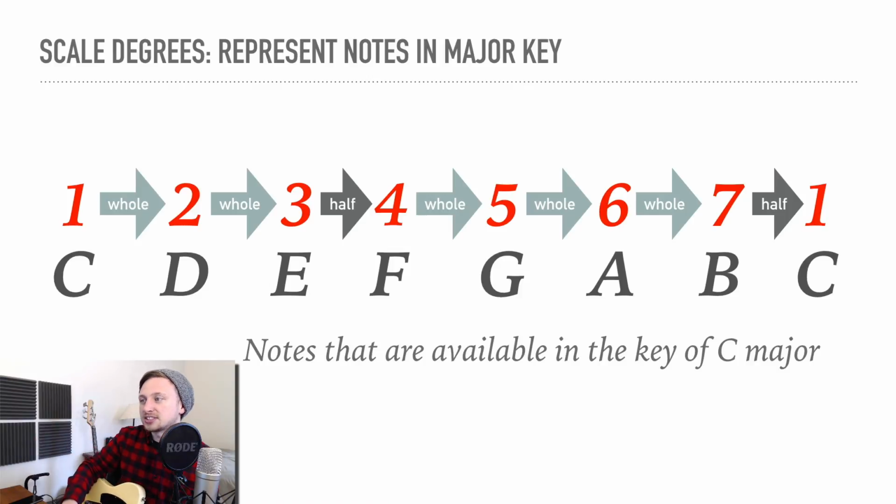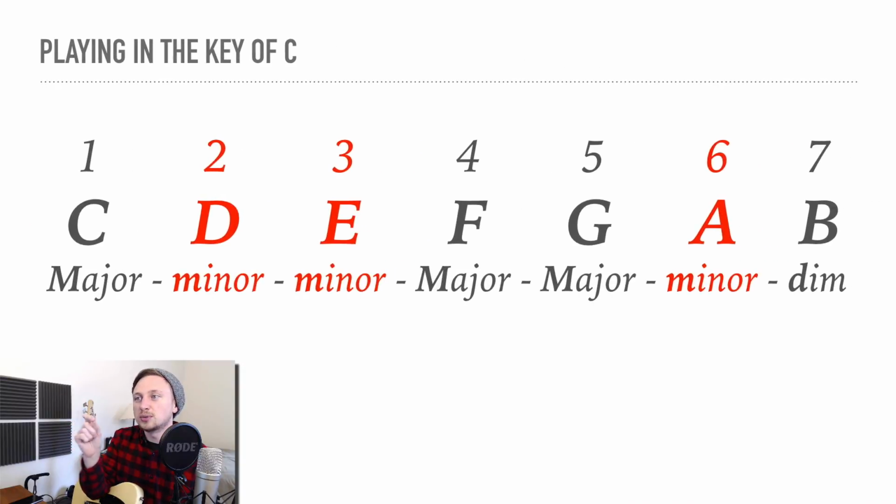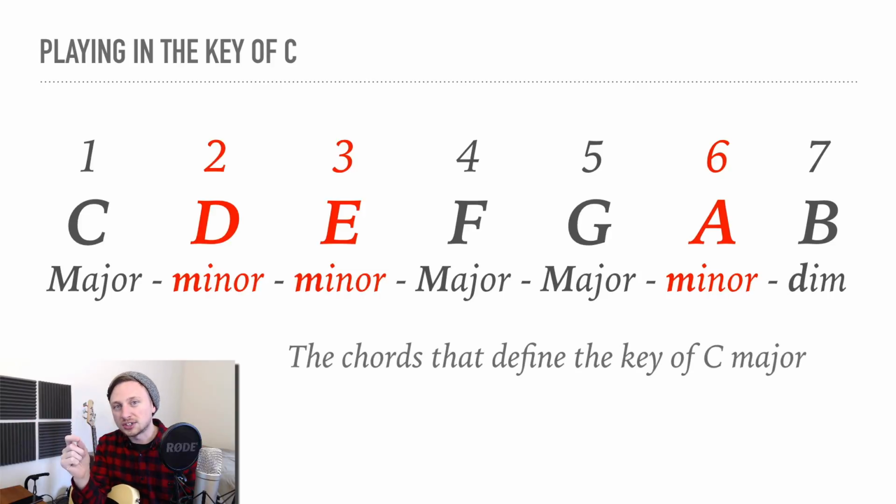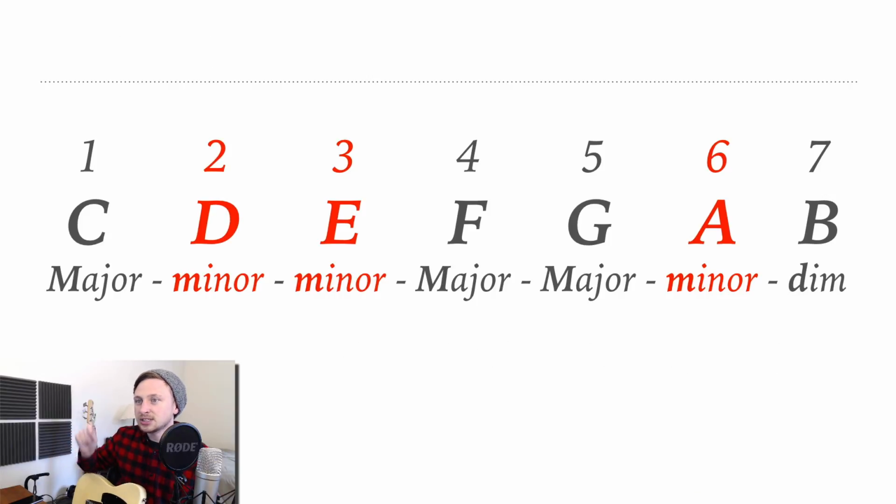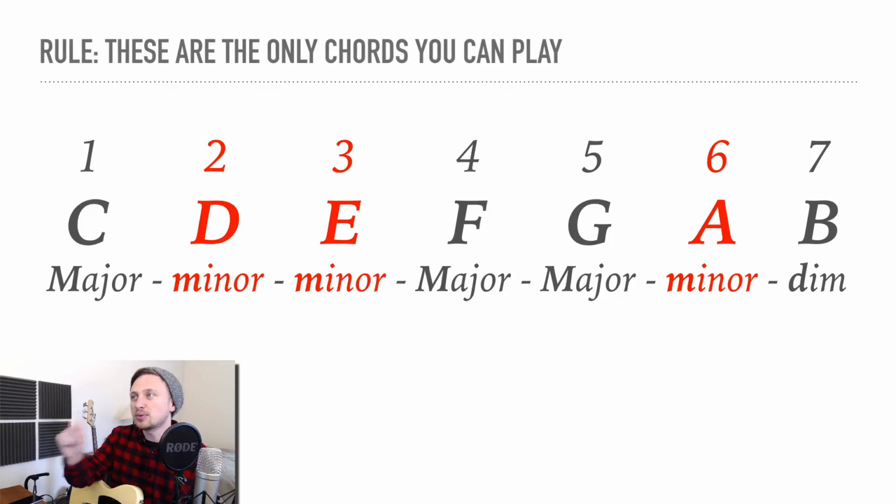Now, the same idea is going to be true, but now also with the set of chords. 1, 4, and 5 are major, 2, 3, 6 are minor, 7 is diminished. These are now the chords that define the key of C major. And so the rule works like this: if you're playing this set of chords, you're playing in C major, and these are the only chords and the only notes that are available to you. Okay, that's the rule of thumb.